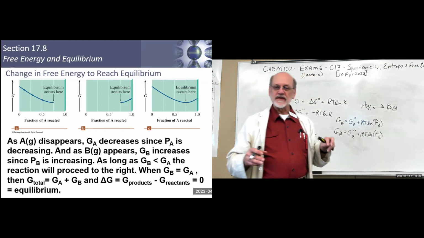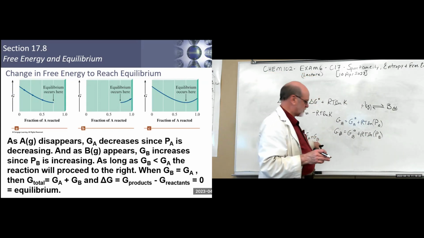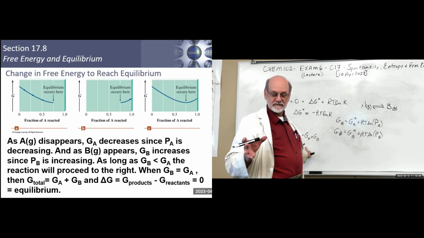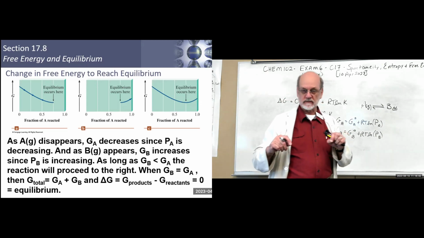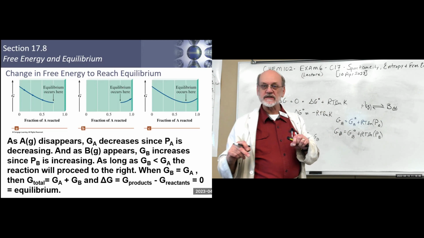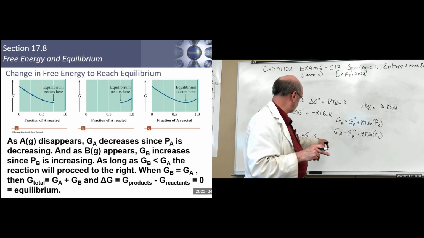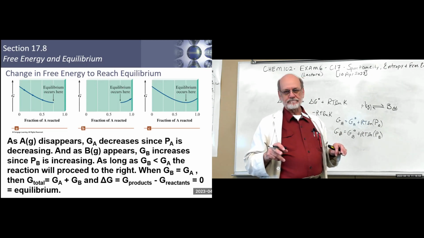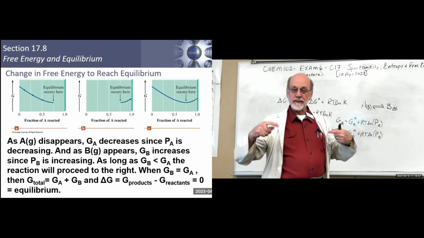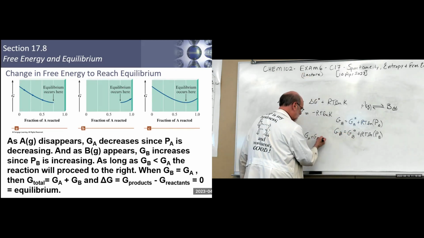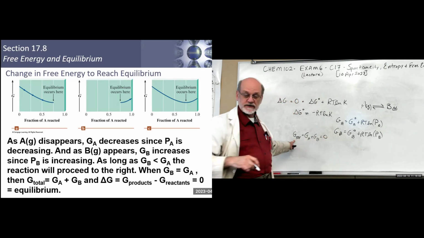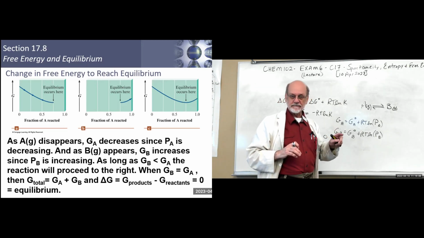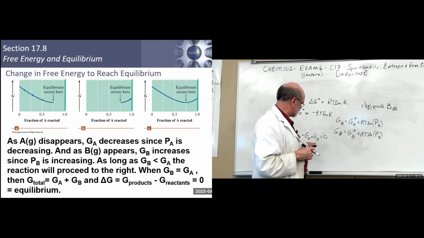As long as the Gibbs free energy of B is less than A, then the reaction will proceed to the right, because we want them to both be equal. Right? The Gibbs free energies of each one need to be equal. So when we reach equilibrium, then this total must be zero. Remember, we discussed that earlier. The Gibbs free energy for the reaction is zero at equilibrium. And the only place that can occur is when these two are equal to one another.